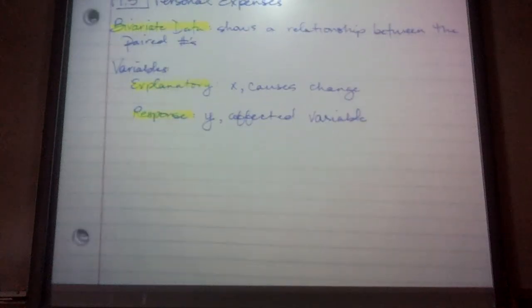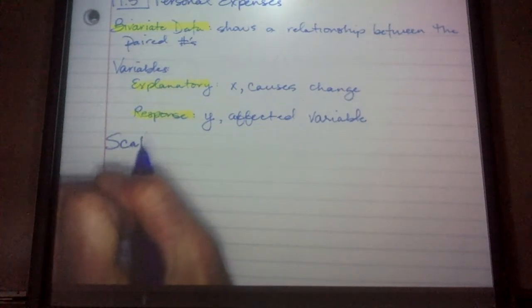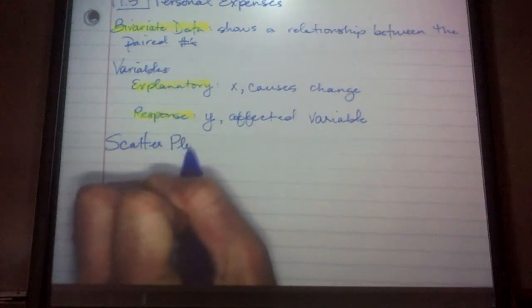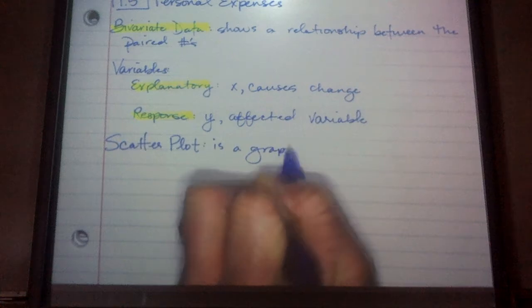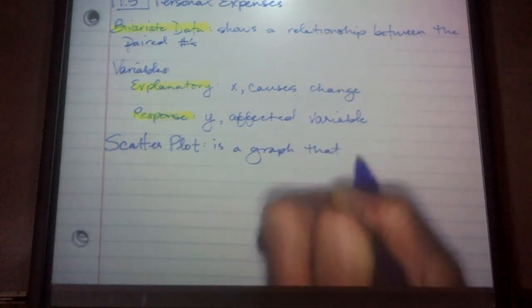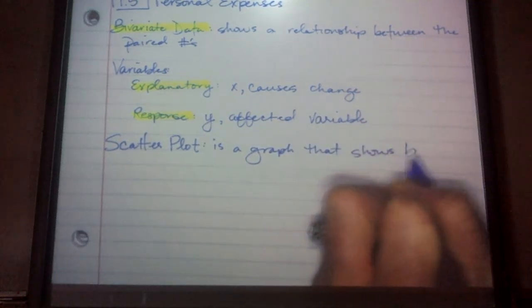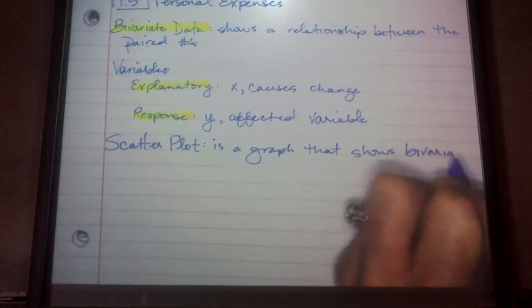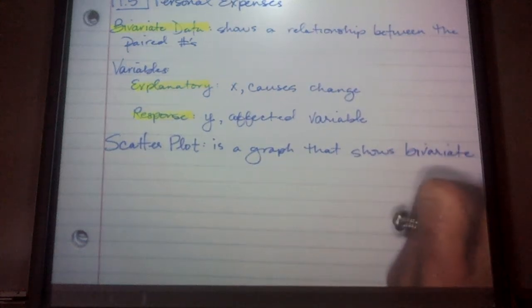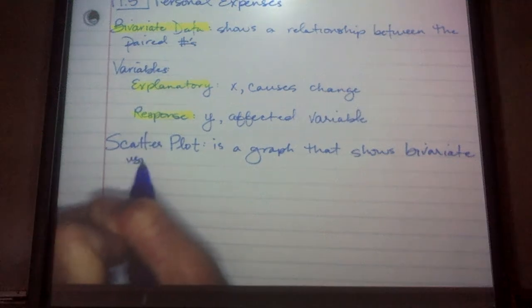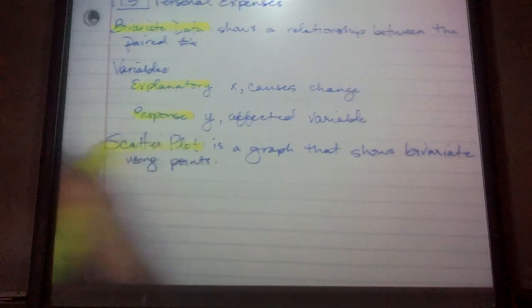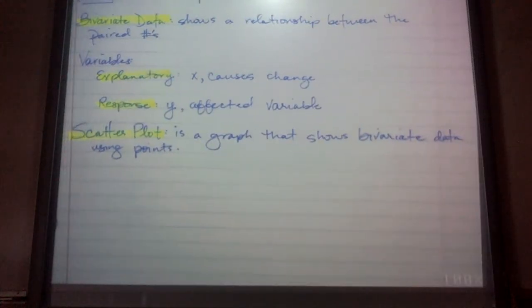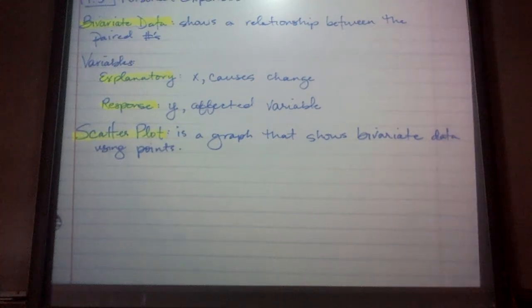The next thing I want to point out is a scatter plot, and we'll be building several of these. A scatter plot is a graph that shows bivariate data using points. Okay, so we are going to be asked in our homework and on the test to build a scatter plot. Sorry if that cut off.